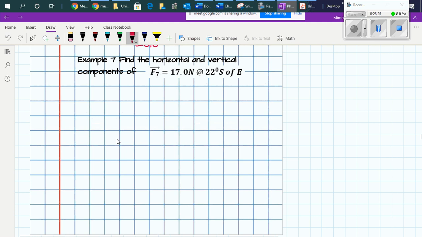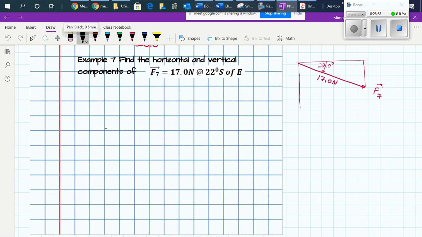So let's find the horizontal component and the vertical component of this vector here, between south and east. Starting from east, going 22 degrees, we have a vector that looks like this. The magnitude of it is 17 newtons, and this is vector F7. Now create the right angle triangle that includes the given angle. Whatever is on the horizontal will be the horizontal component, so F7 horizontal, and whatever is on the vertical will be the vertical component.